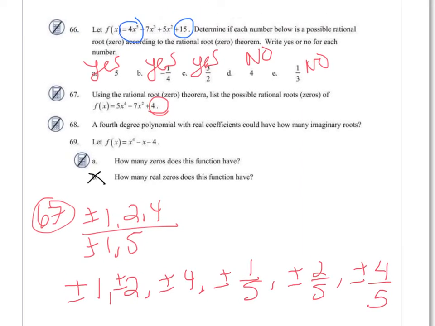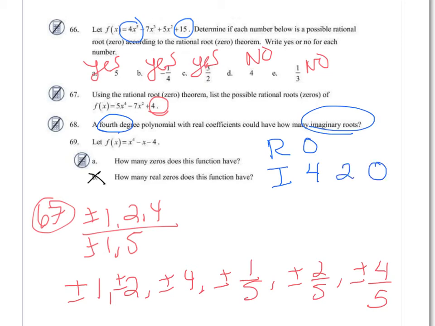Okay, so for 68, a 4th degree polynomial could have how many imaginary roots? So we're going to set up real and imaginary. If there's 0 real, that means there's 4 imaginary. Imaginaries can only come in pairs, so if there's 2 imaginary, there's 2 real, and 0 imaginary, there's 4 real. So our answers are 4, 2, or 0. Now 69, I did in the calculator video for part B. So part A, how many zeros? It has 4 because that's the degree.